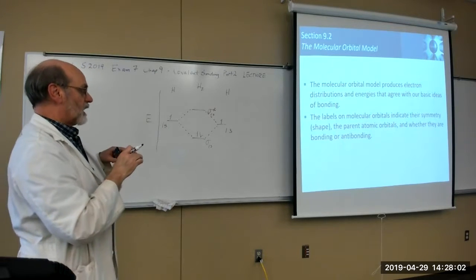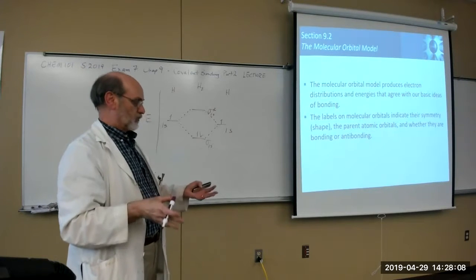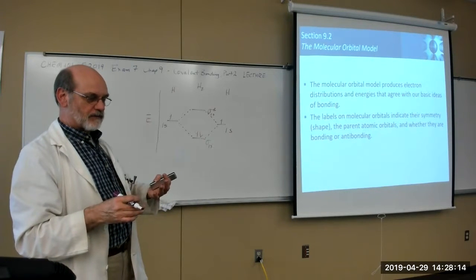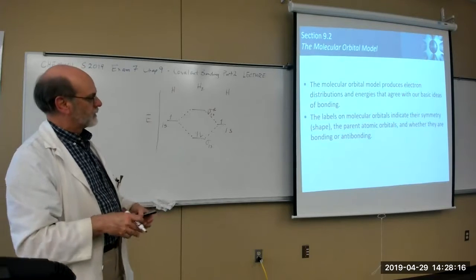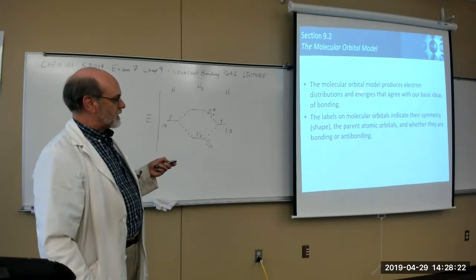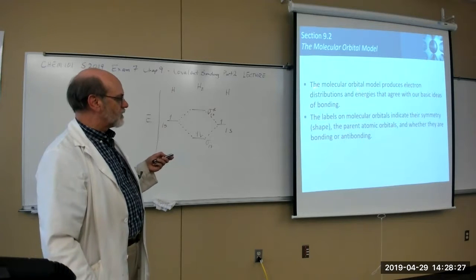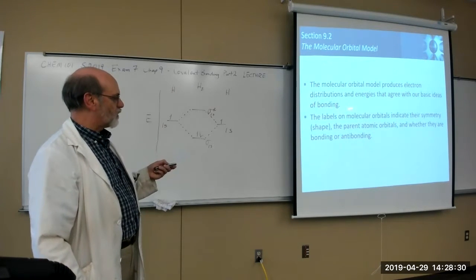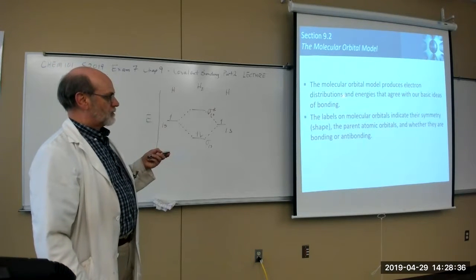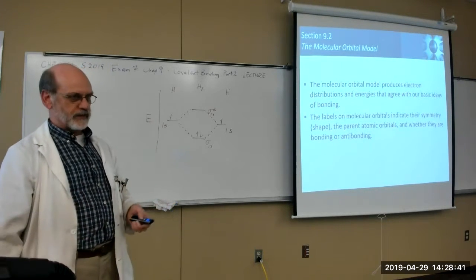Okay. The molecular orbital model, of course, has to abide by certain rules, and it has to explain various molecules that are thrown at it. And that being said, the electron distributions and energies that are present in the molecular orbitals that are occupied by these electrons agree with energies and bonding characteristics.